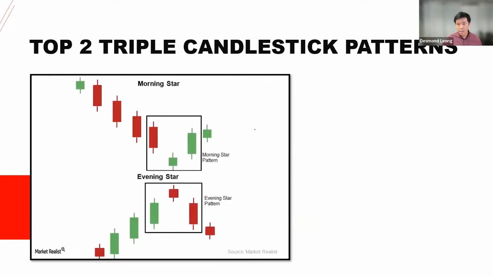Another of my favorite patterns, a triple candlestick pattern, morning star and evening star. It requires 1, 2, 3, 1, 2, 3. This happens a lot less in Forex because you don't get that many gaps. You can see the gaps over here, and over here. This happens a lot less in Forex, but a lot more in indices and shares. So if you do see it, it's a pretty good one to use.